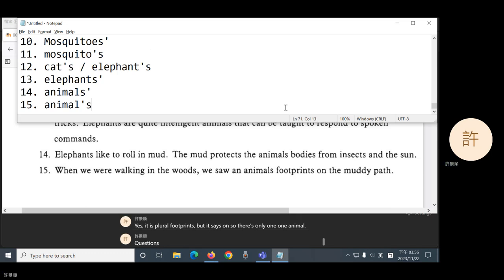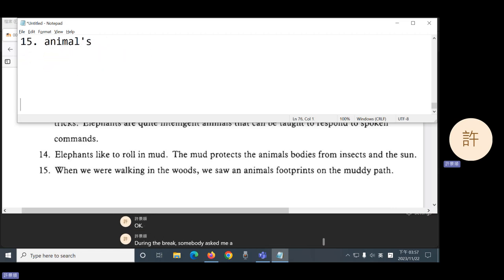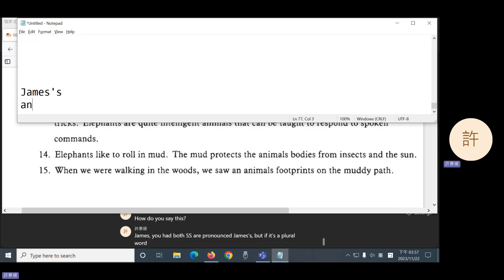Questions? Okay, during the break, somebody asked me a good question. I forgot to mention this. How do you say this? James's. Both S's are pronounced. James's. But if it's a plural word like animals, there's only one S, so animals'. But if it's a singular word that ends in S, it's James's. So it's a question of pronunciation.